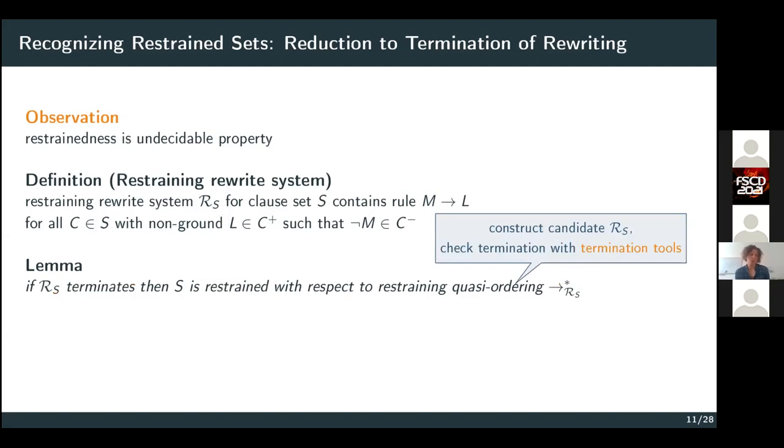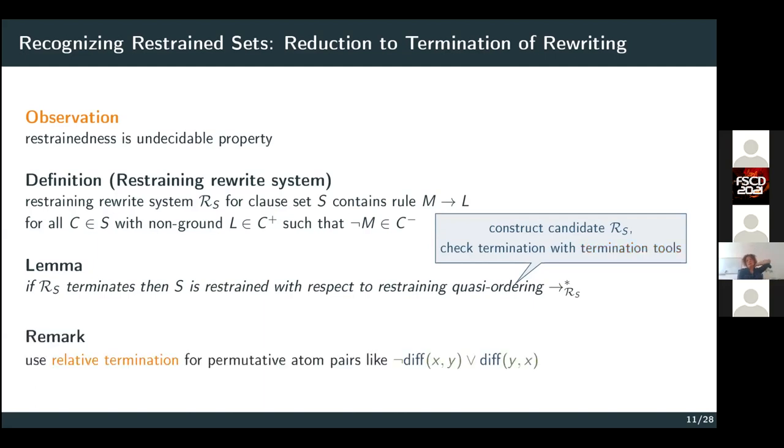So in order to obtain a partial check whether a clause set is restrained, we can construct candidate rewrite systems and check termination with termination tools. And it's harder to handle atom pairs like the diff clause that I showed beforehand. In our experiments, we use relative termination. So for permutative atom pairs, we make relative rules out of such atom pairs and demand that the resulting system terminates relatively with respect to those.